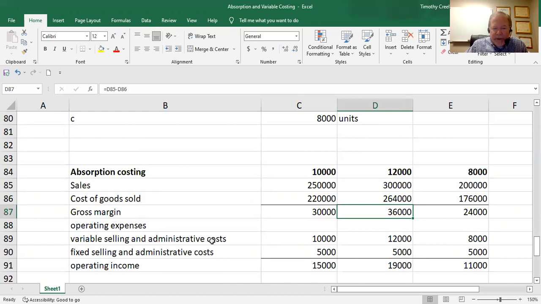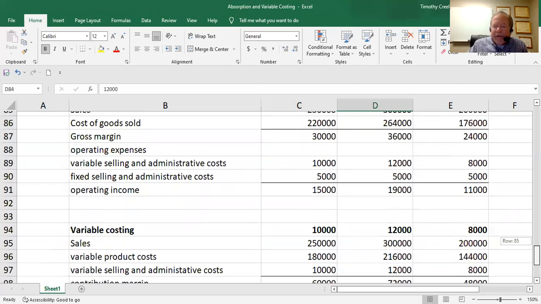Now, for variable selling and administrative cost, we would take the units sold times the rate of $1 per unit, which was given to us earlier, and get 12,000. And then we would take the fixed selling and administrative cost, which was given to us as a fixed amount and doesn't change regardless of sales. So we would have operating income of 19,000 under absorption costing with sales of 12,000 and production of 10,000 units.